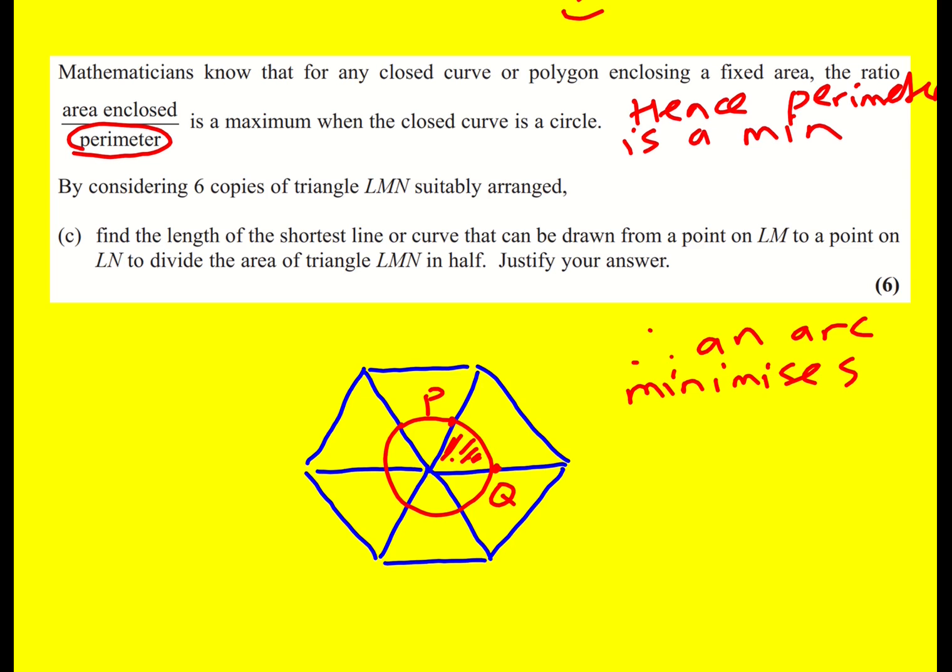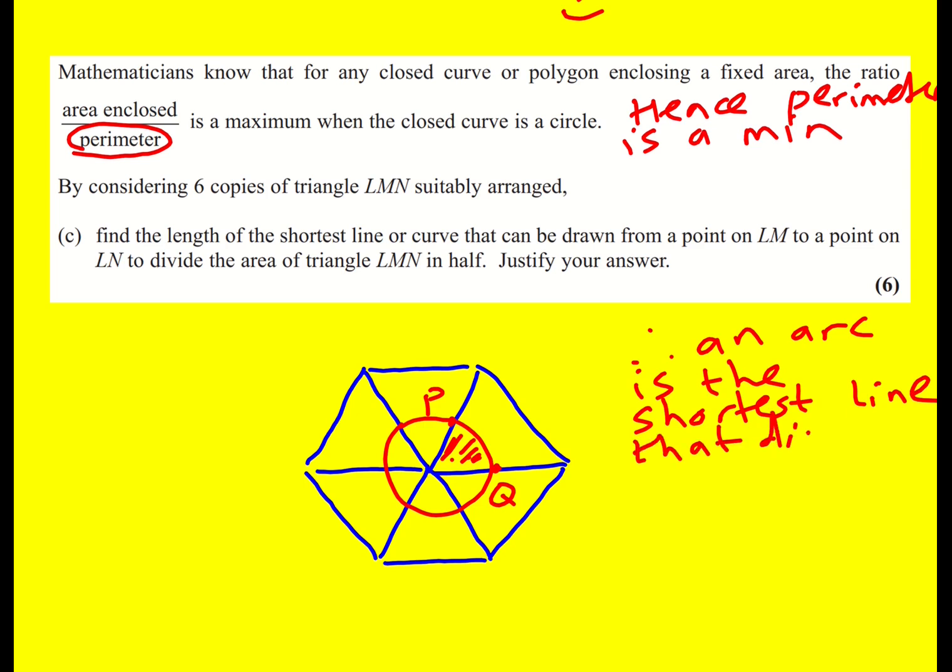So an arc is the shortest, I just want to get my wording right. An arc is the shortest line that divides area of triangle LMN in half. Okay, that's better.